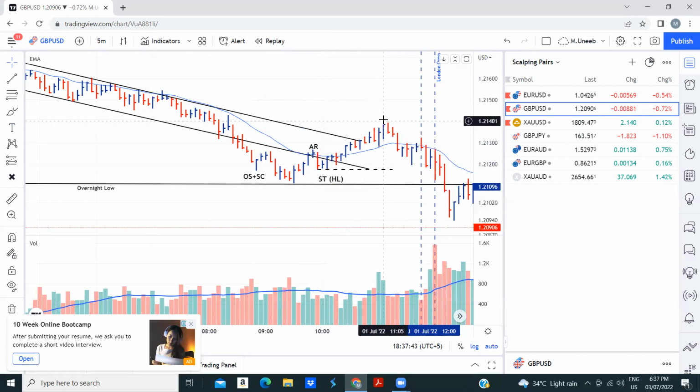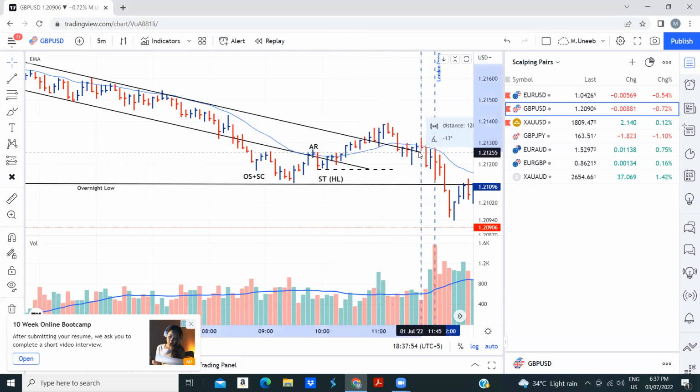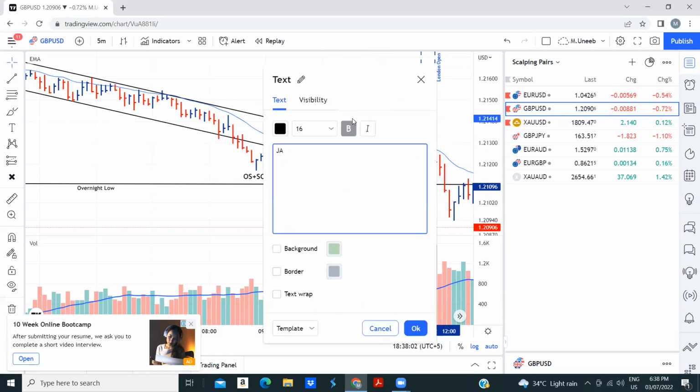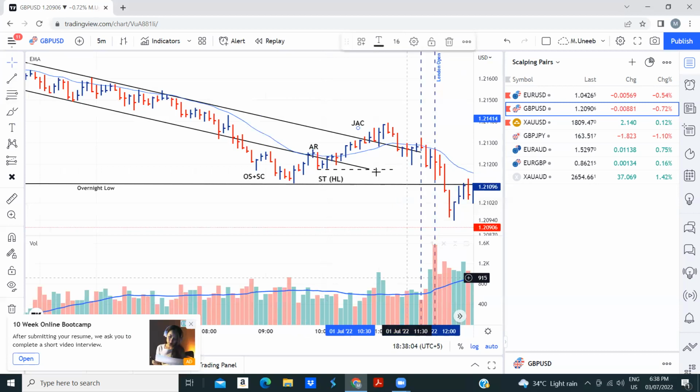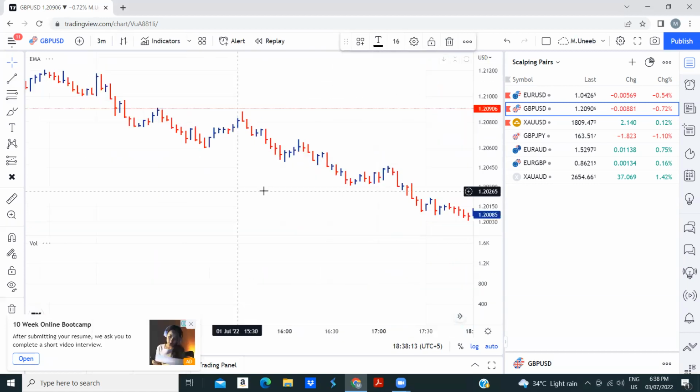And this one, now what do we notice here? The price came back, okay, jump across the creek, and then the jump across the creek actually failed. You see, there was a jump across the creek, JAC, and this jump across the creek actually failed when the price closed below the trading range, right? Now we go to the 3-minute time frame where we will take our entries.